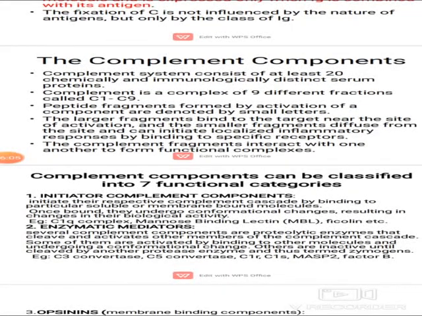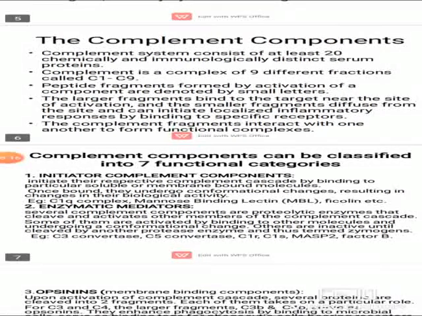So now we are going to talk about the complement components, which are classified into 7 different functional categories. They are mainly proteins and glycoproteins, produced mainly by liver hepatocytes. The first category is initiator complement components.